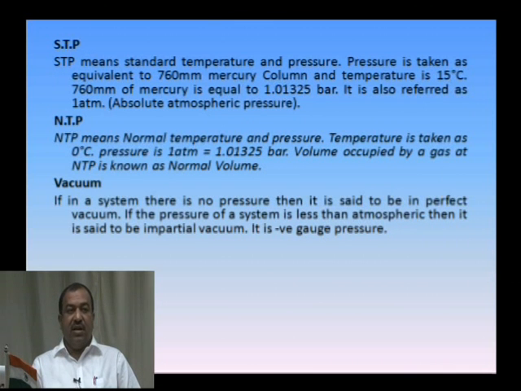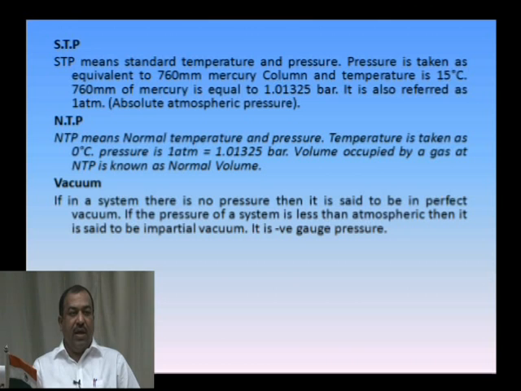Next, let us understand the STP. STP means standard temperature and pressure. Pressure is taken as equivalent to 760 millimeter of mercury column and temperature is 15 degrees centigrade. 760 millimeters of mercury is equal to 1.01325 bar, that is atmospheric pressure.